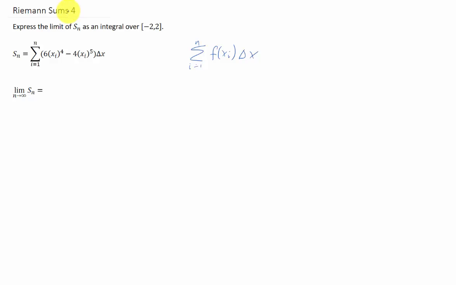In the Riemann Sums 1 video and the Riemann Sums 2 video in the bonus sections, we talked a little bit about this notation right here. This represents a Riemann sum with n subintervals. Here I've drawn an example.